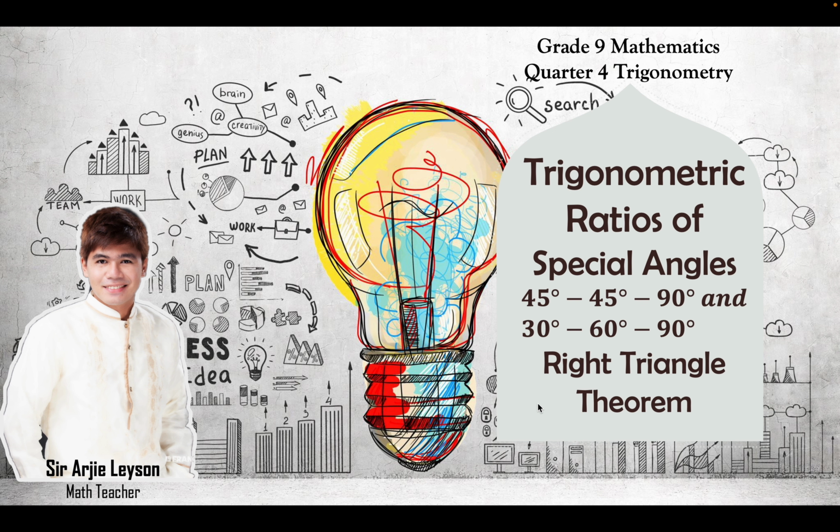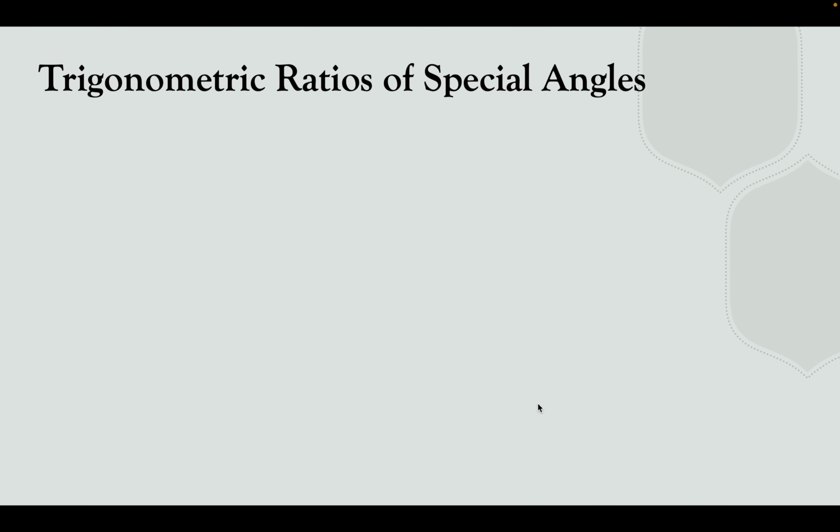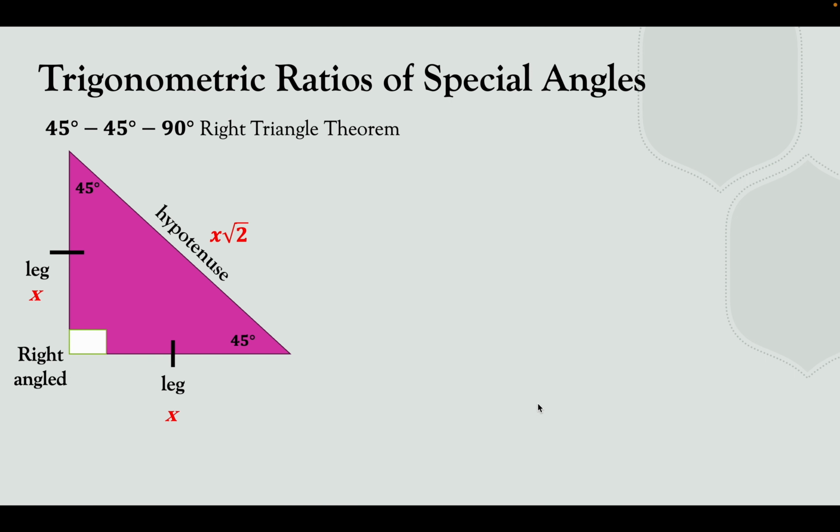Now in the third quarter, we've already discussed the special angles or special right triangles, which are the 45-45-90 degrees and 30-60-90 right triangle theorems. Now, we will learn how to apply the six trigonometric ratios in the special right triangles. Let's have a recall about the 45-45-90 right triangle theorem.